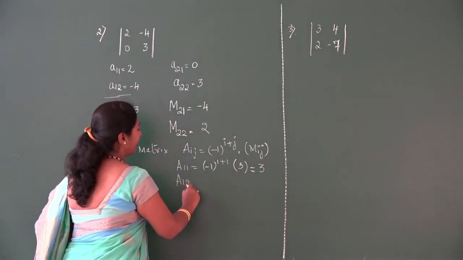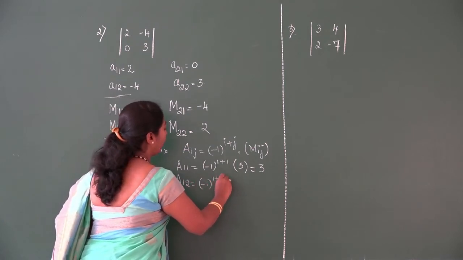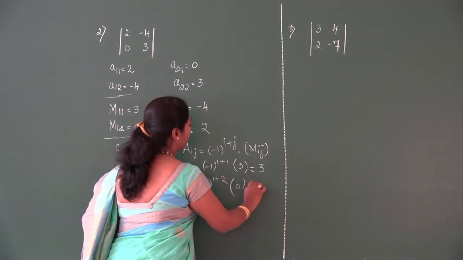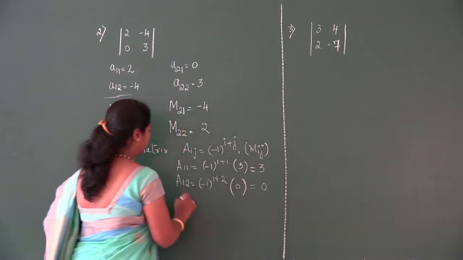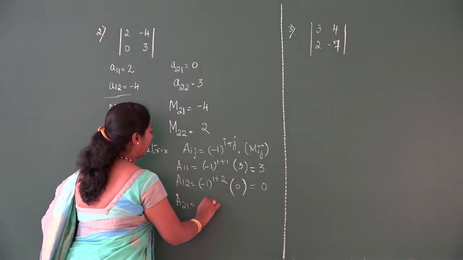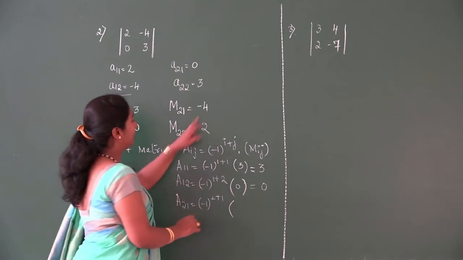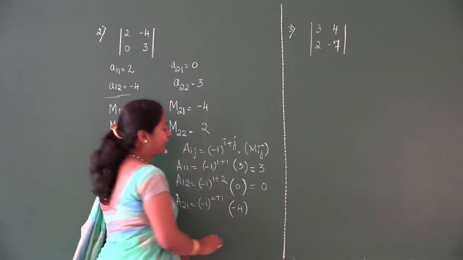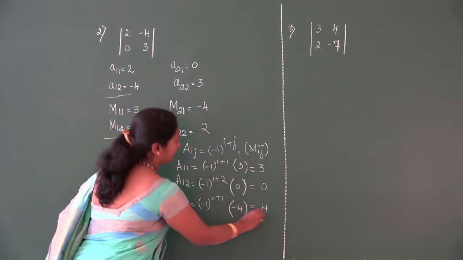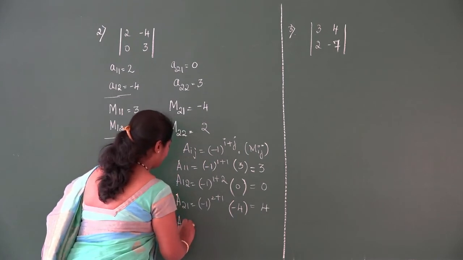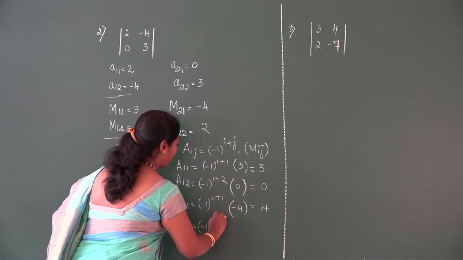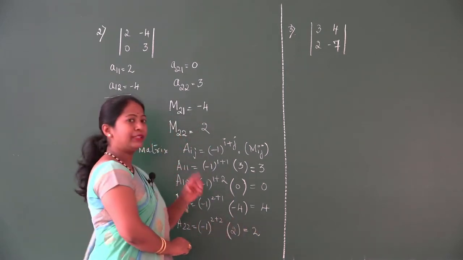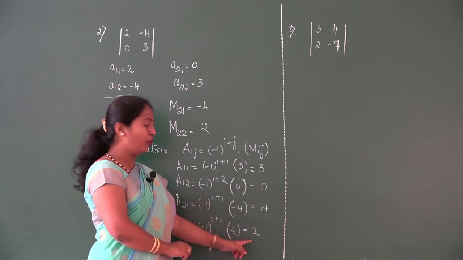Similarly, what is A12, minus 1 to the power 1 plus 2? What is M12? That is nothing but 0. Any term into 0 is nothing but 0. Similarly, what is A21, minus 1 to the power 2 plus 1 into what? Minus 4. Minus 1 whole cube, minus 1. Minus 1 into minus 4 will be plus 4. And what is A22, minus 1 to the power 2 plus 2 into 2? That is nothing but 2. So, the elements of the cofactor matrix are 3, 0, 4, 2.